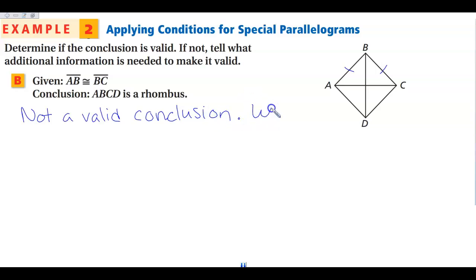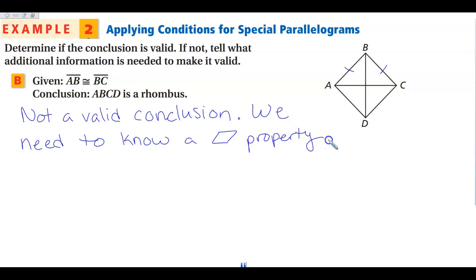Okay, we need to know a parallelogram property. Okay, so again, for a rhombus, you've got to know a parallelogram property and a rhombus property. You've got to know both pieces.